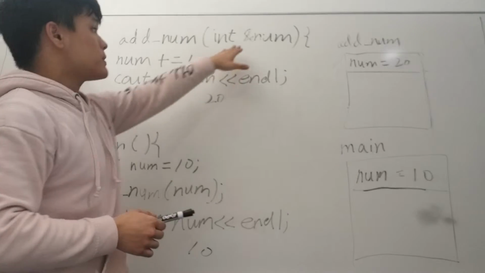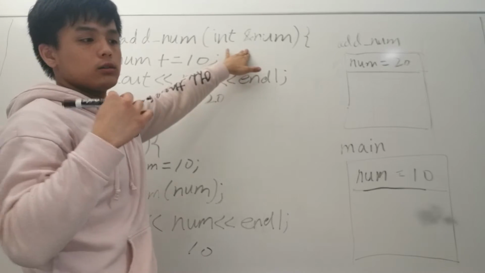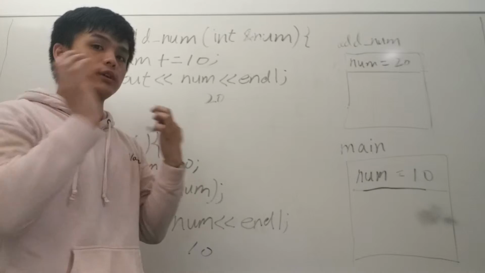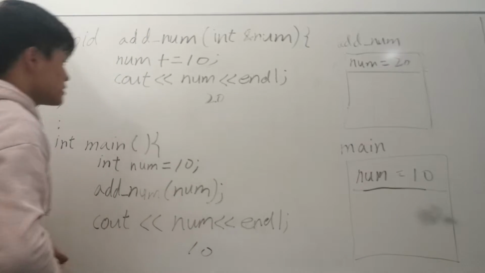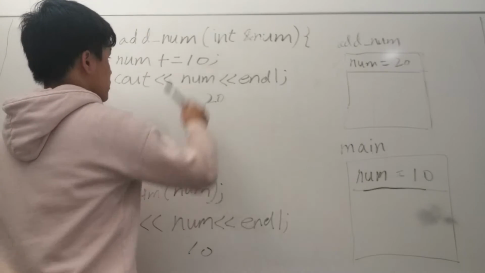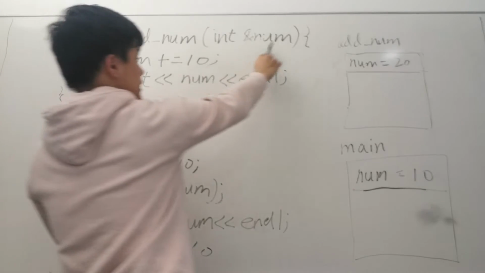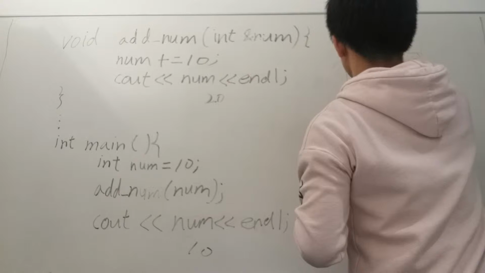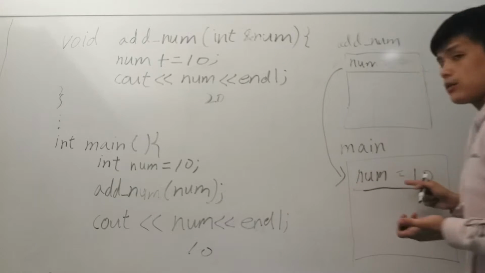Okay. So the ampersand, in early lectures, you know that it's called the reference operator. It basically creates another name that refers to the same object. Okay. So over here, what I'm doing is I'm creating another reference in add num, and instead of creating a new object, it's just a reference to this object down here.